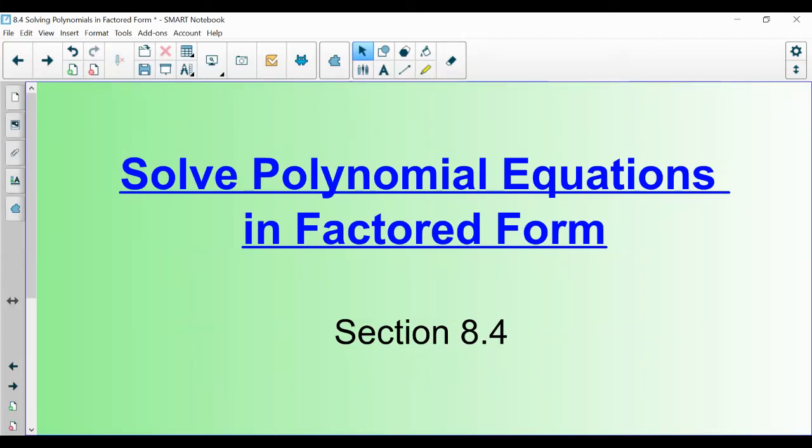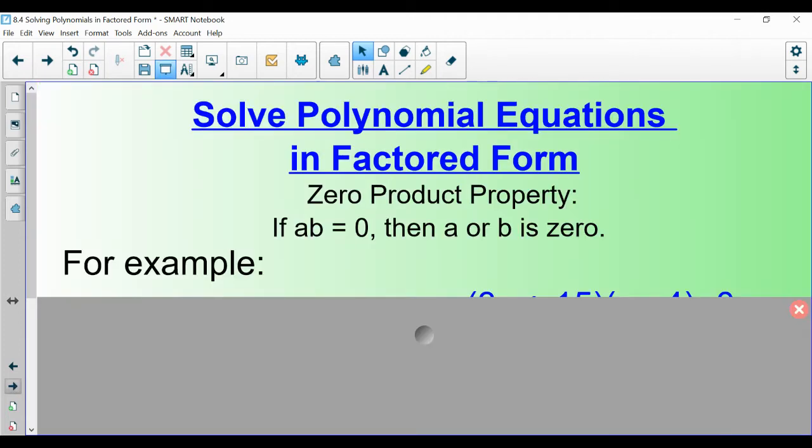Hello, nonlinear. This is a continuation on section 8.4. We already did 8.4a, and this is going to be section 8.4b. In order to really understand 8.4a, let's recap 8.4a so we can understand 8.4b.